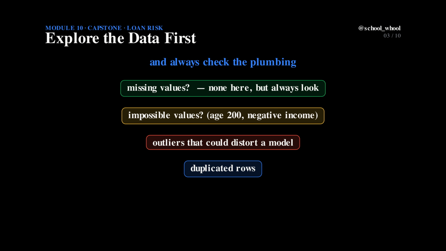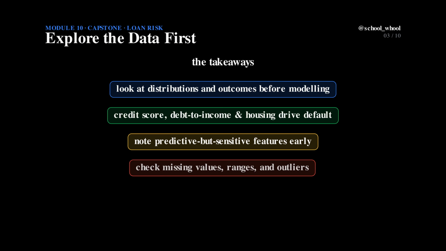To recap, look at your data before modeling it. Here, credit score, debt to income, and housing all drive default. Flag predictive but sensitive features early. And check the plumbing: missing values, ranges, outliers. Next, we split the data and build an honest baseline.